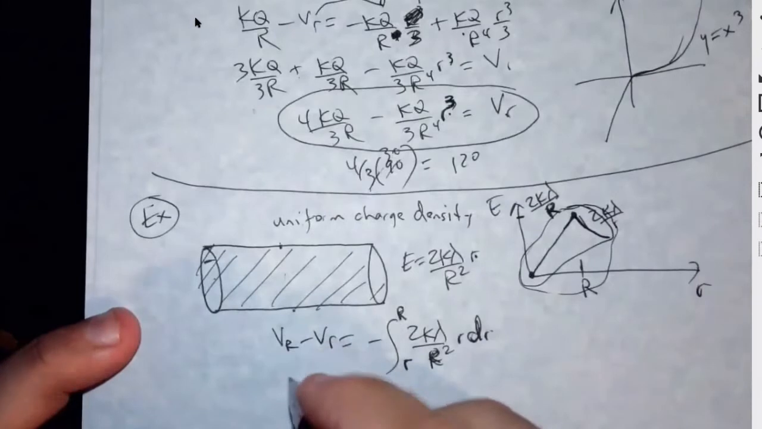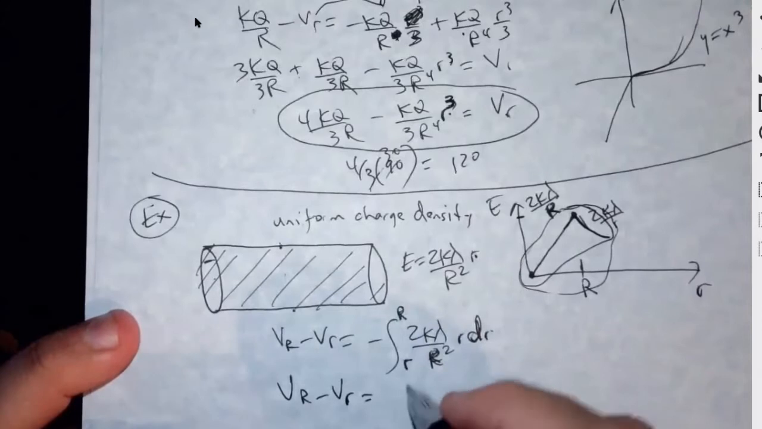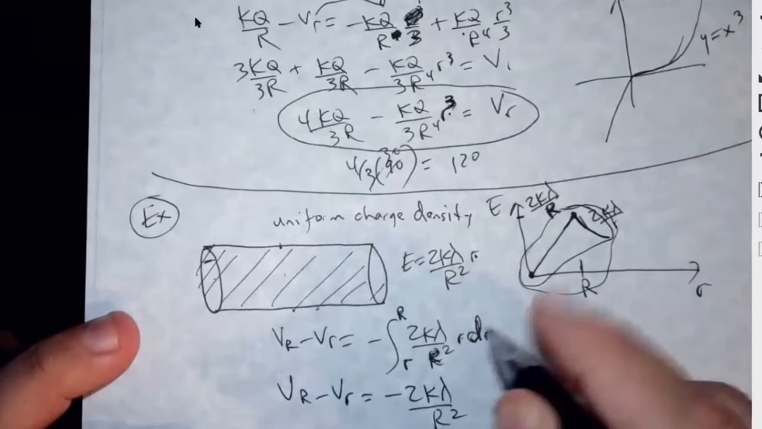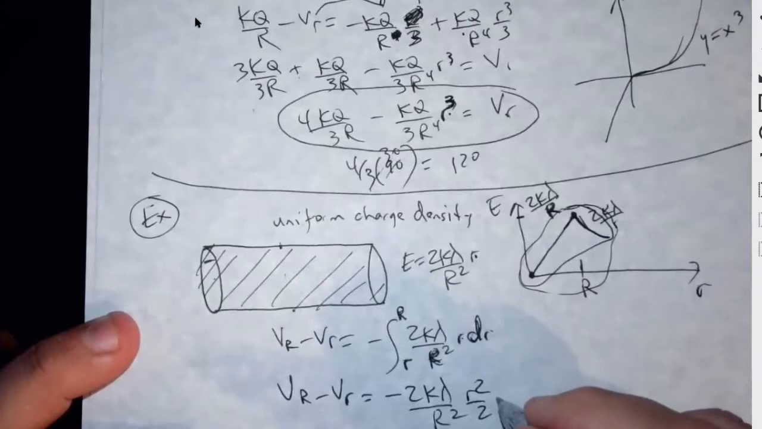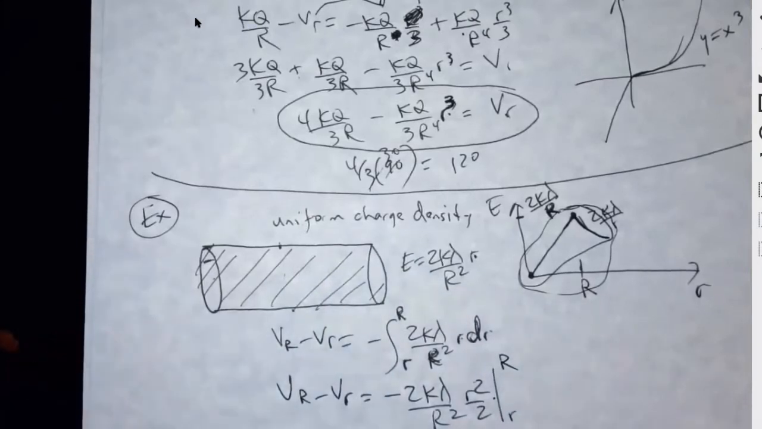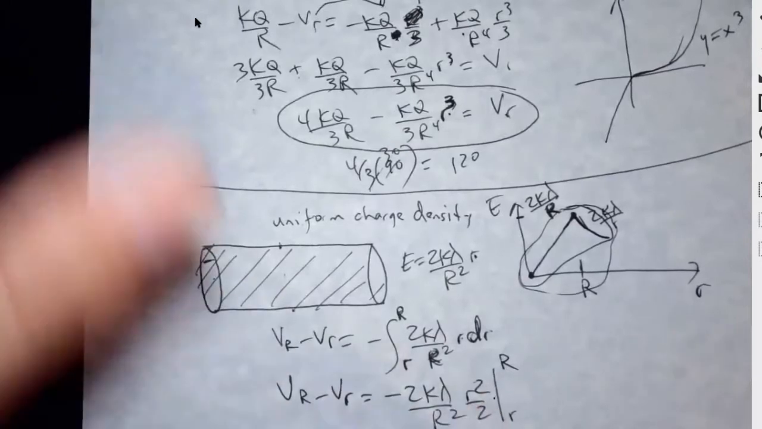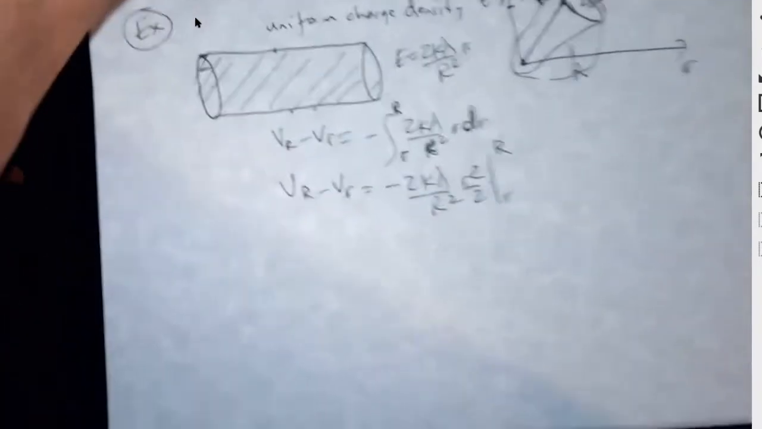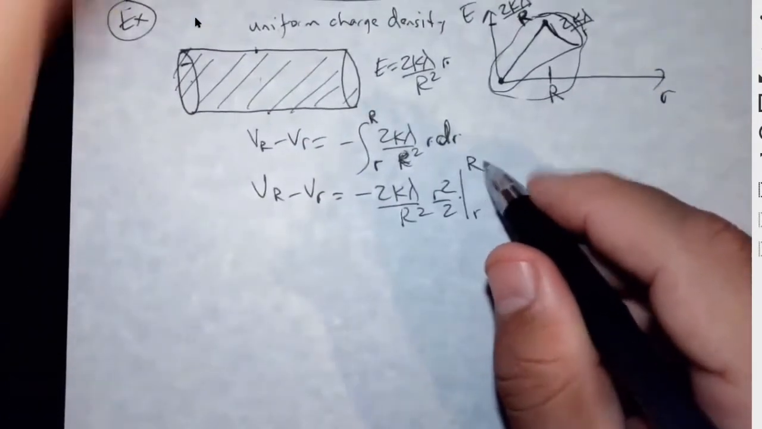Okay, so then V sub r is going to be negative 2k lambda over R squared, and the integral of r is r squared over 2, from r to R. Oh, okay, so V sub R minus V sub r is minus 2k lambda over R squared, over 2, r to R. This is similar to what we did with the uniform sphere.